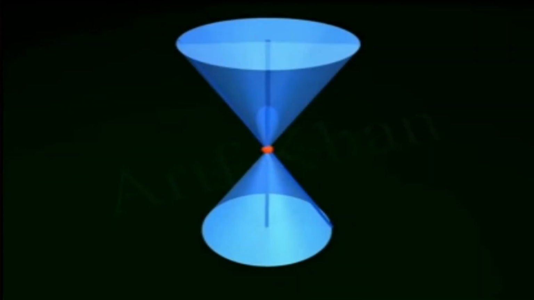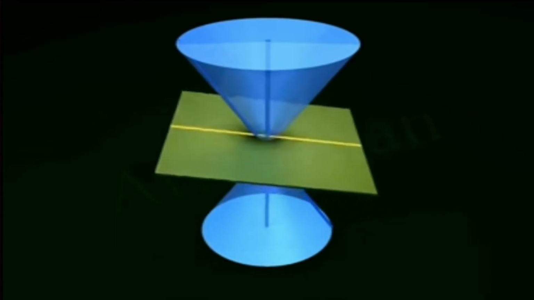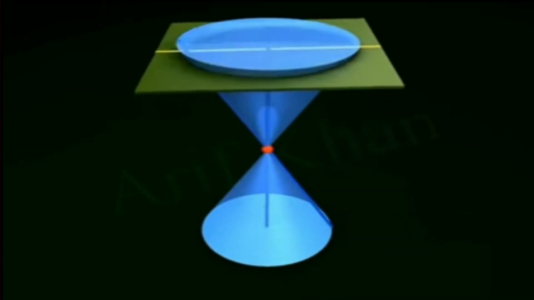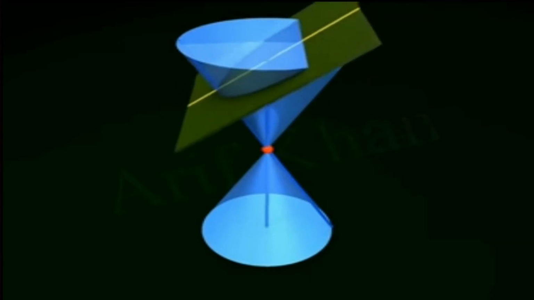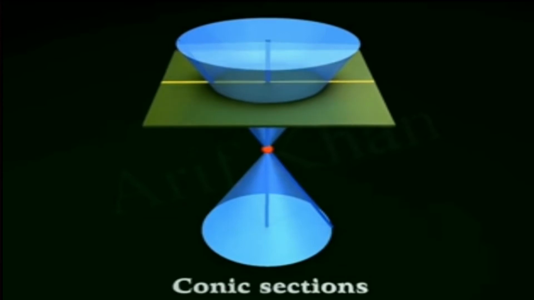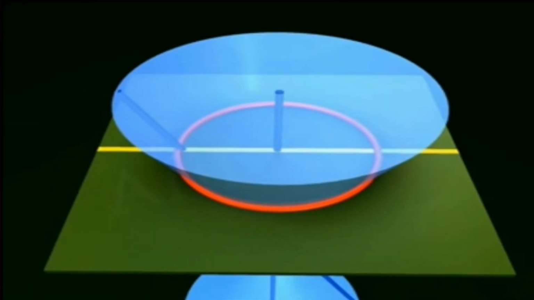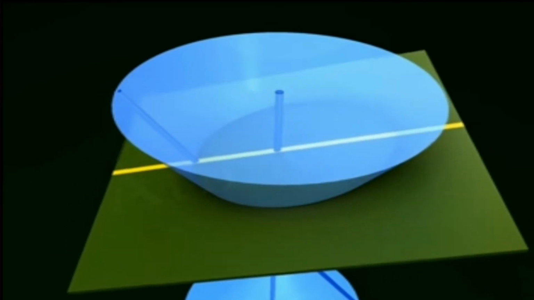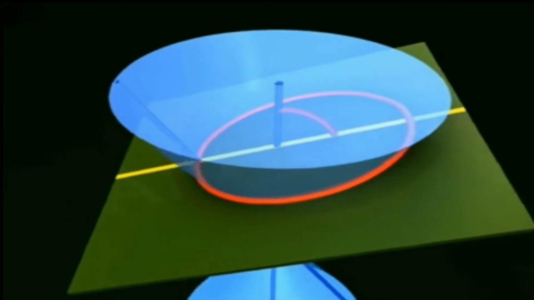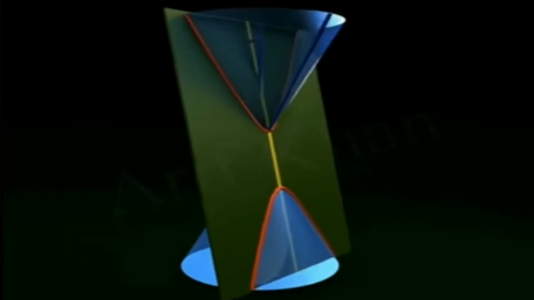Conic sections. If a plane intersects a double right circular cone, we get two-dimensional curves of different types. These curves are known as conic sections. The plane can cut the cone in three different ways: one way, two way, and third way.